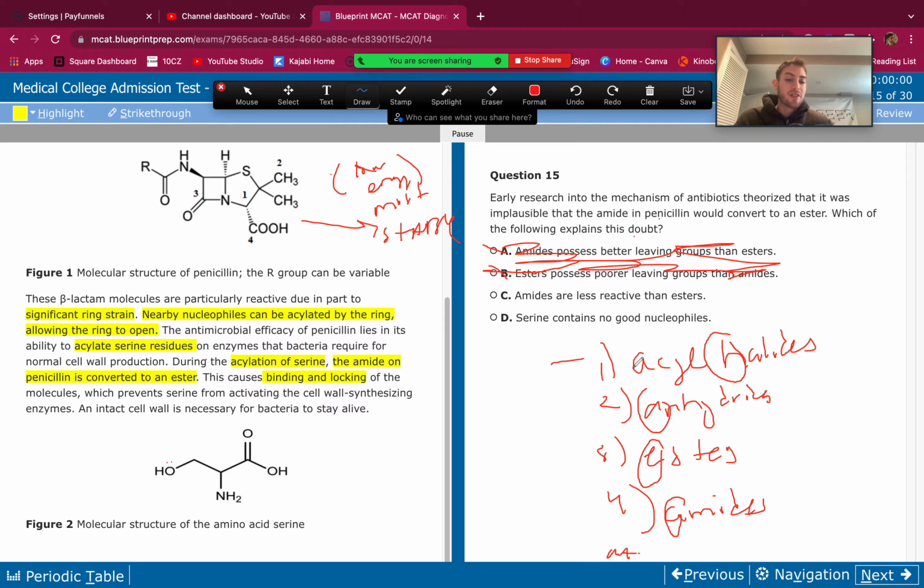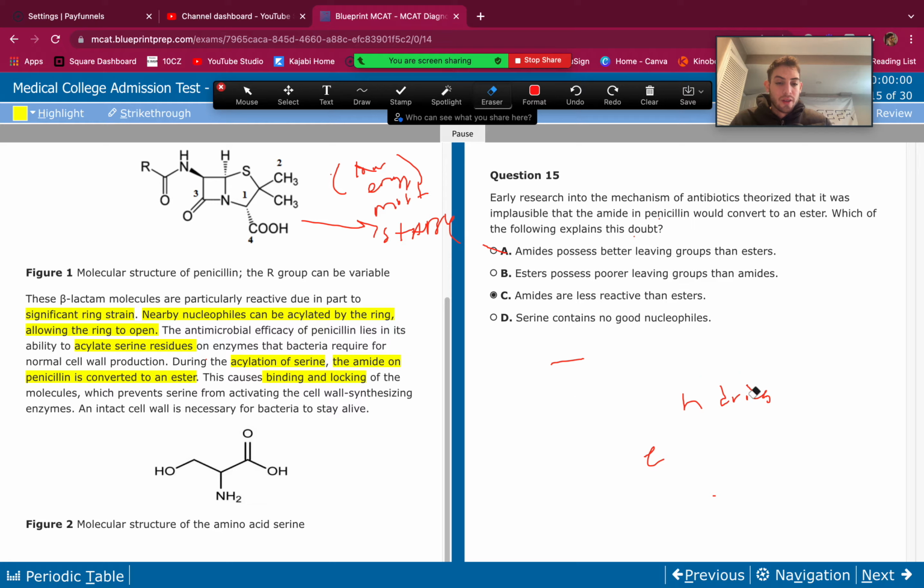See, amides are less reactive than esters. Well, if you know the order, you're going to know that amides are less reactive than esters. These are more stable. Therefore, they're less reactive. So C is the answer. And then serine contains no good nucleophiles. Okay, that's obviously wrong. This is a great nucleophile here. So D is just wrong here. All right, let's erase all this. All right, cool.